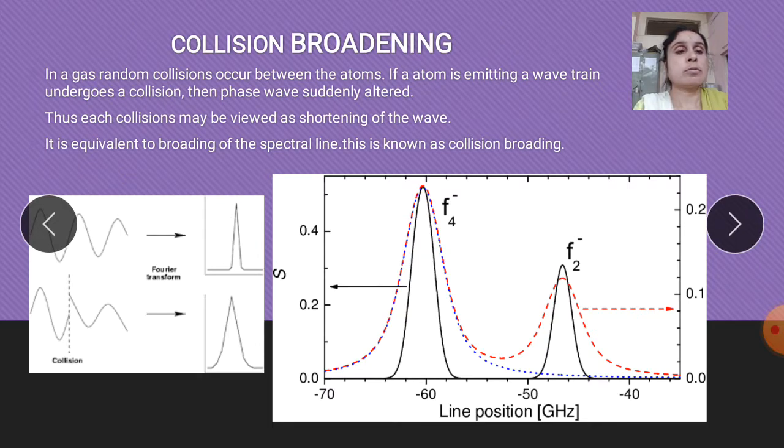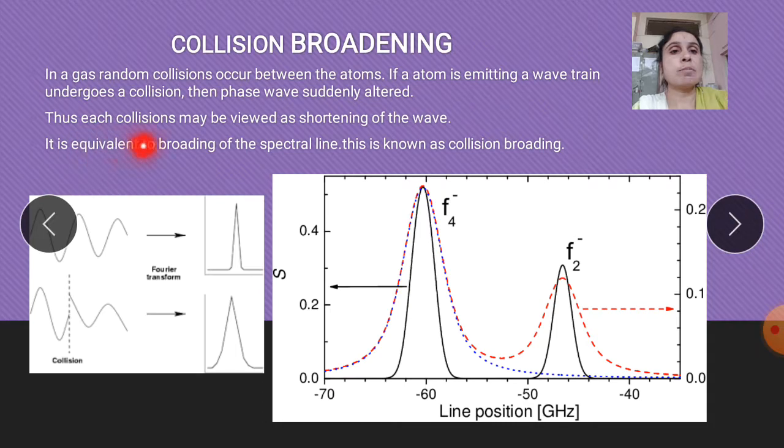So, if atoms emit waveforms, then the collision mechanism takes place in the phase. This is the phase waveform. That mechanism will start the phases. The phase difference between two waves can be created by the collisions.